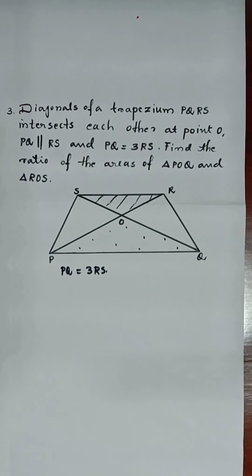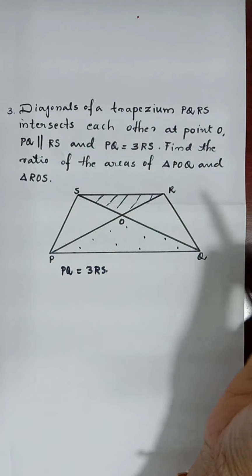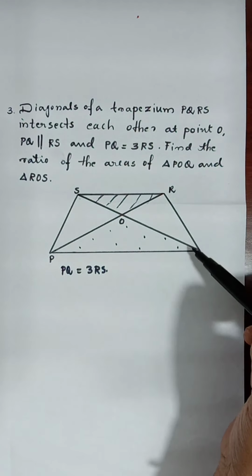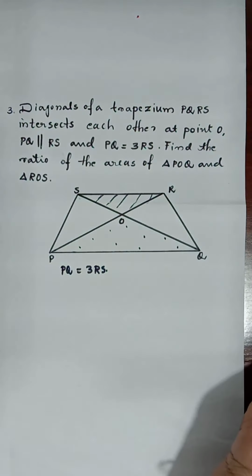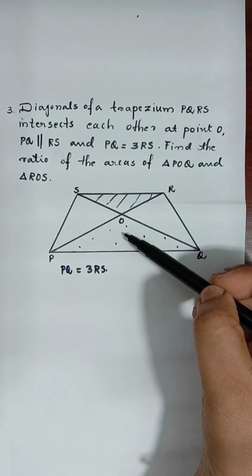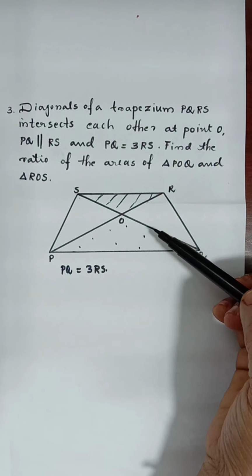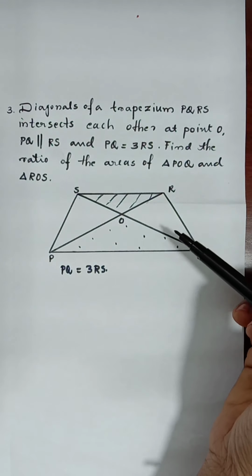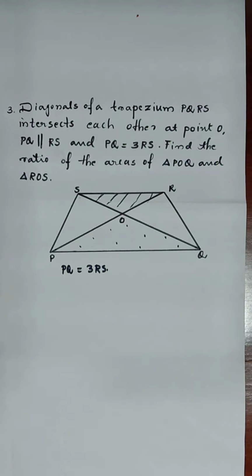Don't you remember the theorem? The ratio of areas of two similar triangles is equal to the ratio of squares of corresponding sides. So, first we have to say these two triangles are similar, that is, triangle POQ and triangle ROS are similar. If two triangles are similar, the ratio of their areas will be equal to the ratio of squares of corresponding sides.